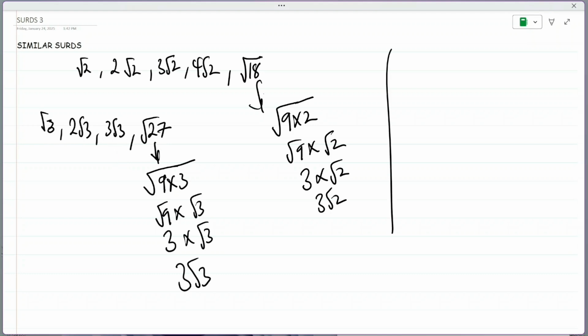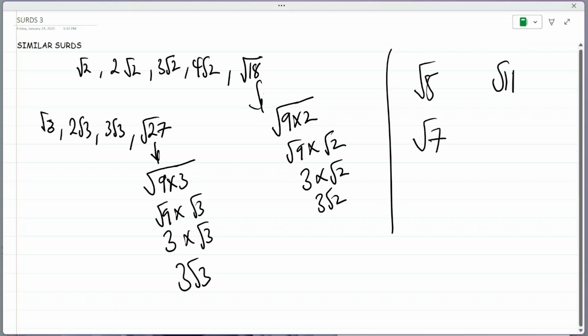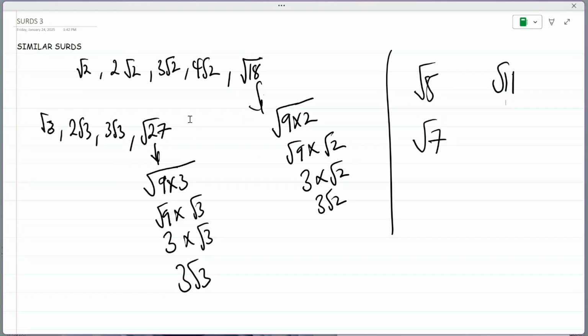We can have similar surds of root 5. We can have similar surds of root 7. We can have similar surds of root 11, and so on. And like said earlier, all this will help us in the addition, subtraction, division, and multiplication of surds.